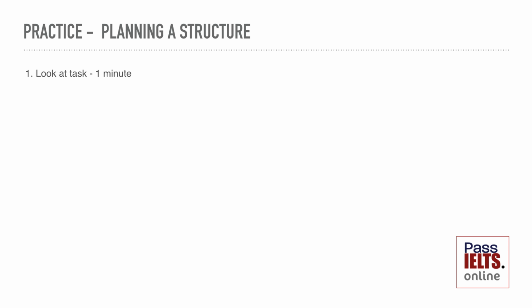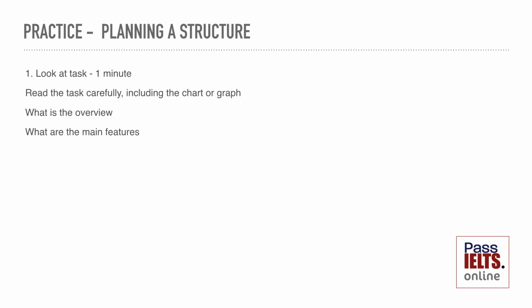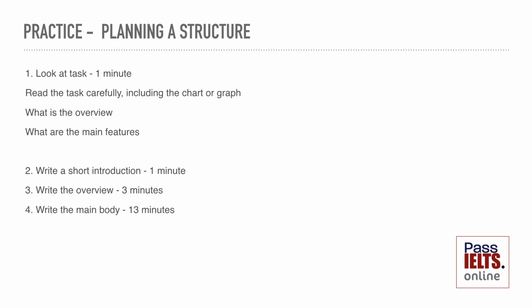First of all, we need to take a minute to look at the task, and in that minute we need to read the task carefully, including the chart or the graph data. We need to work out what our overview is going to be and what are the main features. After, we need to take a minute to write a short introduction. Then we can take 3 minutes to write an overview. Then we come to writing the main body, so we need to take approximately 13 minutes to do that. And finally, we can write a short conclusion. The very last thing you should do always is to check your writing.